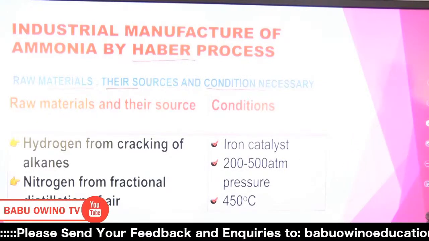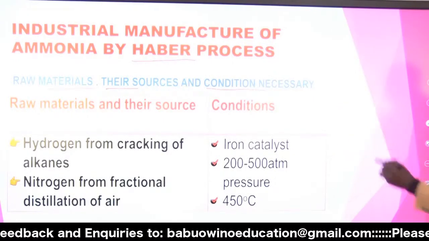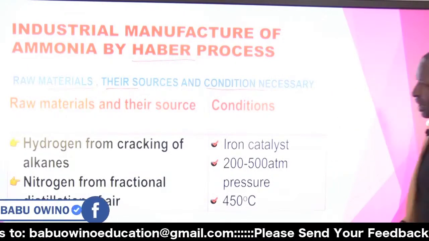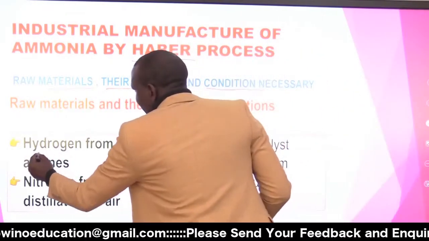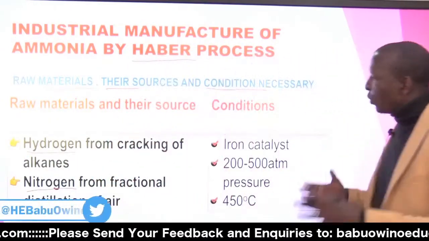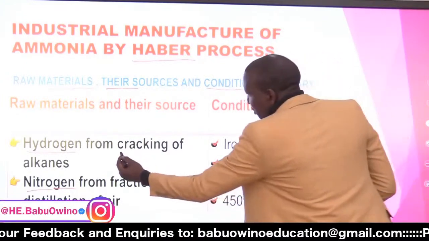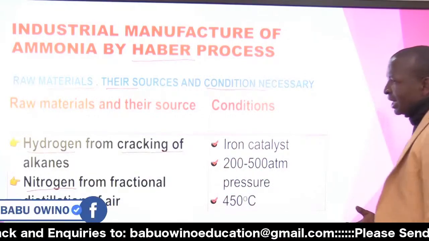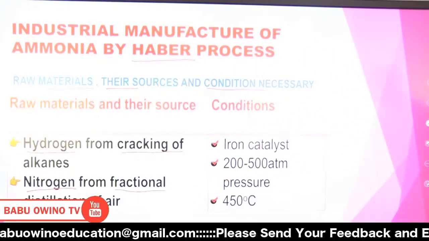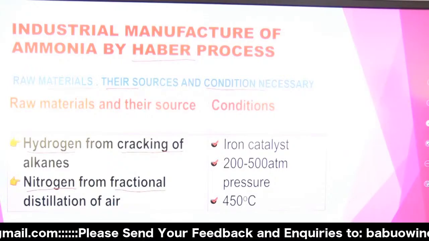So the first raw material that we require is hydrogen gas. The other one is nitrogen. So what is the source of these raw materials? Hydrogen from cracking of alkanes, and nitrogen is from the fractional distillation of air. Very important to be able to capture that.